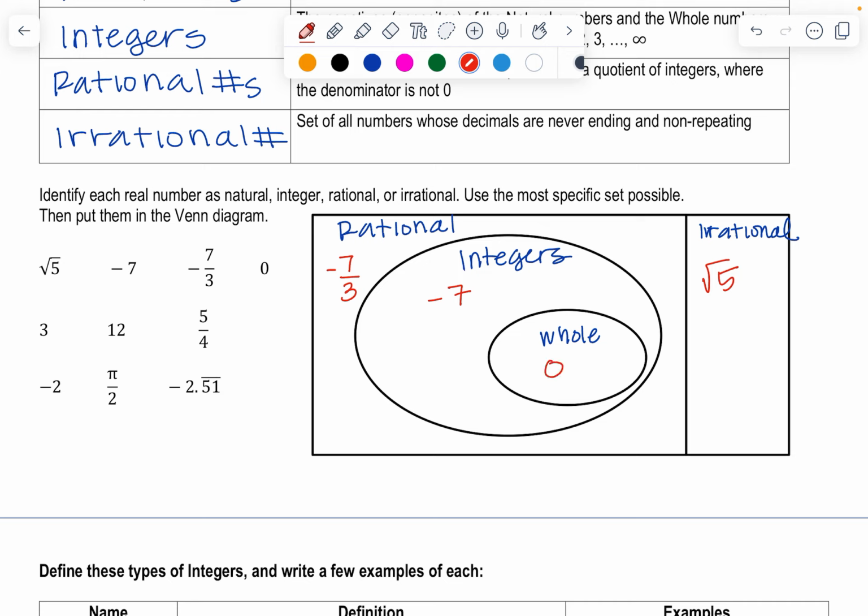0 is a part of the whole number system. So is 3. So is 12. 5/4 isn't a whole number or an integer, but it is written as a fraction, so it's a rational number. -2 is not a whole number, but it's the opposite of 2, so that's an integer. Pi/2: pi itself is an irrational number. It's a number that goes on forever and ever, and if you take that number and divide it by 2, it's still irrational, so pi/2 is irrational. And then -2.51 repeating. This symbol right here means repeating. It's a repeating decimal, so that makes it rational.